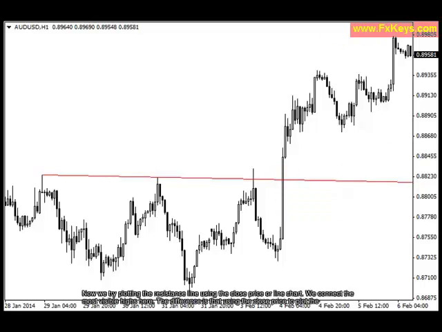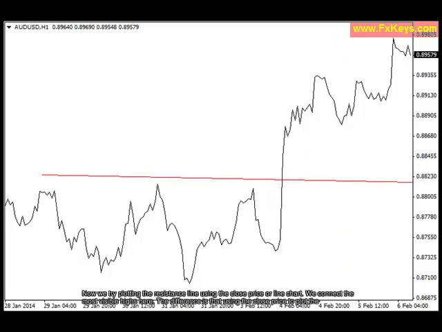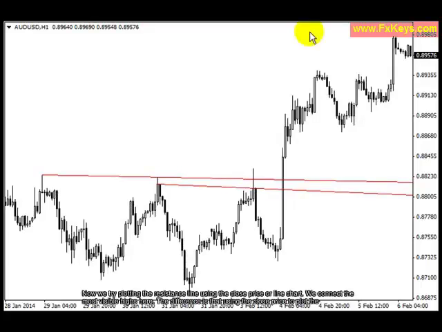Now we try plotting the resistance line using the close price or line chart. We connect the most visible highs here. The difference is that using the close price to plot the lines will save us from losing money on false breakouts. You can use both methods at the same time and compare the results.